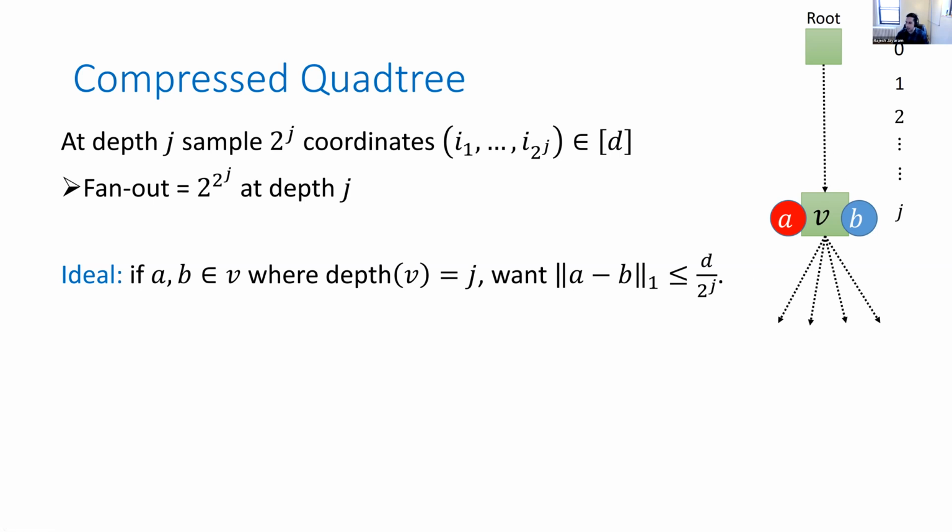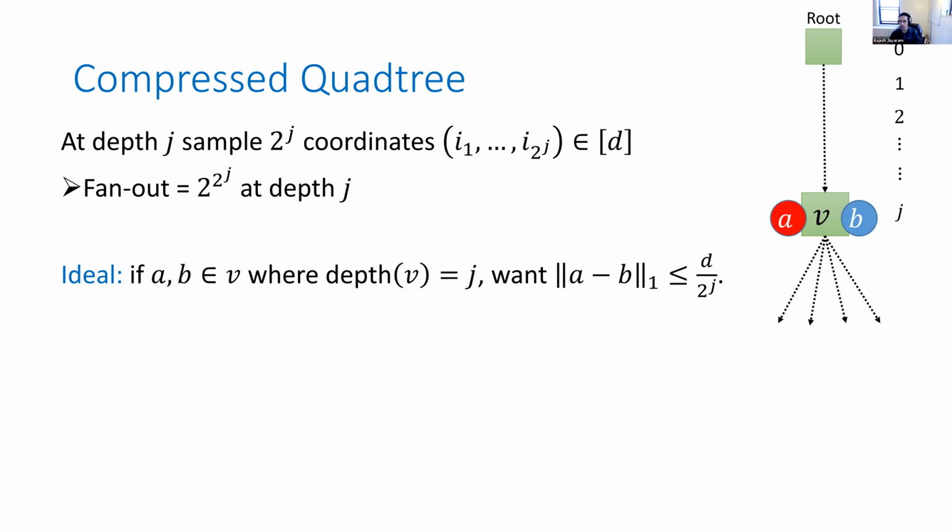And this is a key point to keep in mind, because this is going to underlie the rest of the analysis. And it's actually not difficult to see why this is the right thing. Well, note that if A and B were further than d over 2 to the j apart, at this level we're sampling 2 to the j coordinates. So if A and B had more than d over 2 to the j coordinates that were different, then after sampling 2 to the j coordinates, we would have expected to see at least one coordinate where A and B are different. And then that would have split them up.